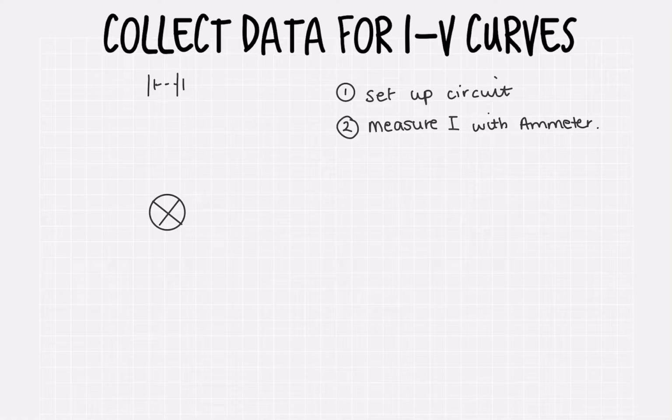So when we connect an ammeter in a circuit, we must remember that that ammeter has to go in series. So let's start to draw out the circuit a little bit. And now we're going to add an ammeter. Okay, and let's connect that in series with the light bulb here. Fantastic.